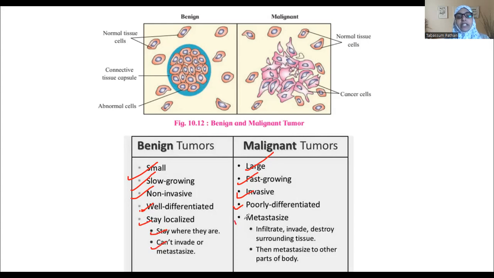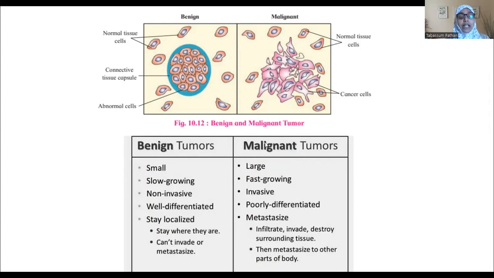Whereas the opposite, malignant tumors, will invade. They will go to healthy parts of the body. They will destroy the surrounding tissue, and they will metastasize to other parts of the body. So the serious condition of the malignant tumor is known as metastasis. Metastasis is basically when the cancer has reached a stage where it can spread to different parts of the body. So the ability to spread to different parts of the body is metastasis.